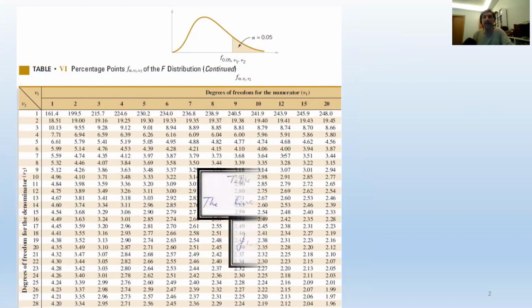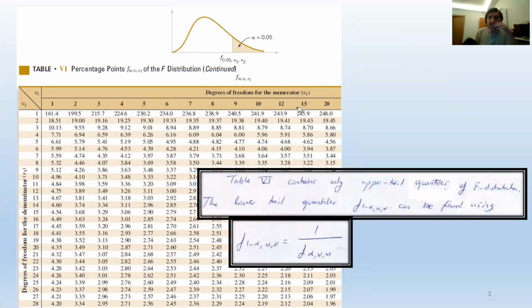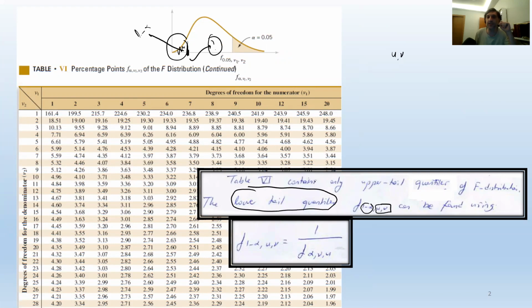Hopefully there is a very nice relation in the F distribution. If we are interested in the left-hand side area, which is called the lower tail quantile, this is denoted by F subscript 1 minus alpha, u and v degrees of freedom. So at u and v degrees of freedom, we are interested in the case that this area is equal to 1 minus alpha; find the corresponding value. What is this value equal to? This table does not exist in your textbook, but you can use this relation.